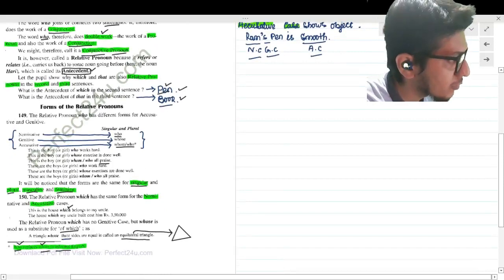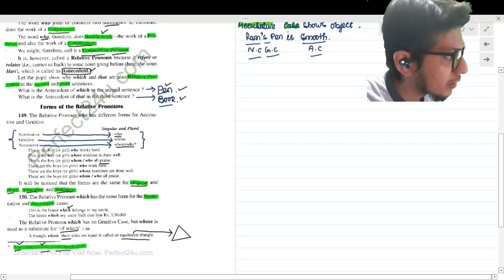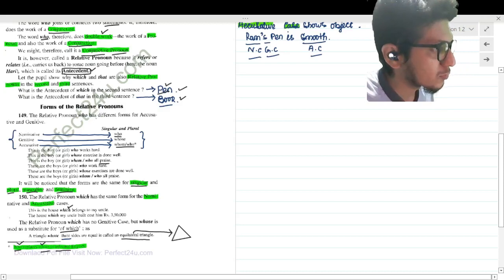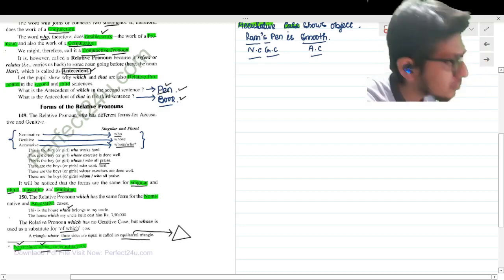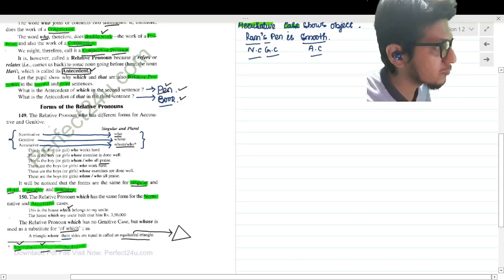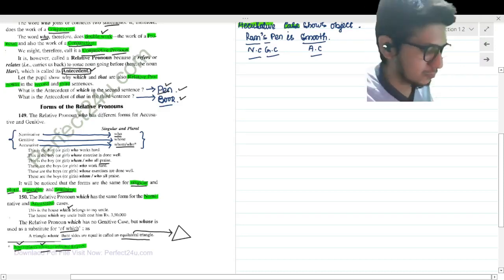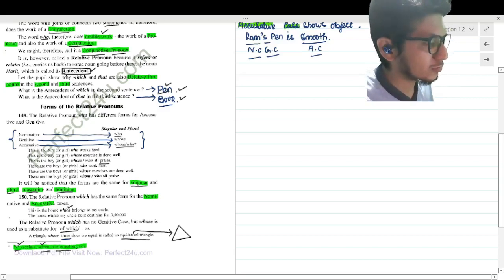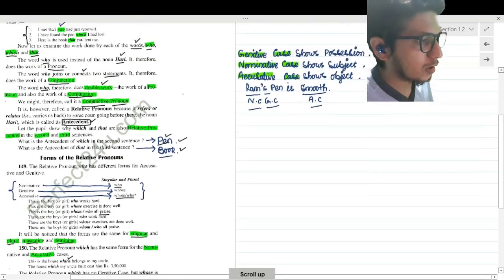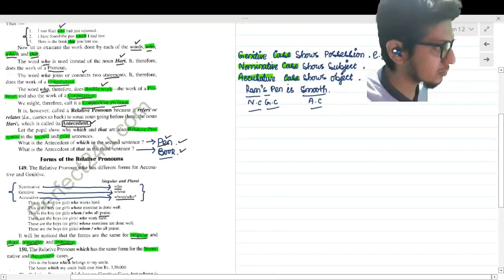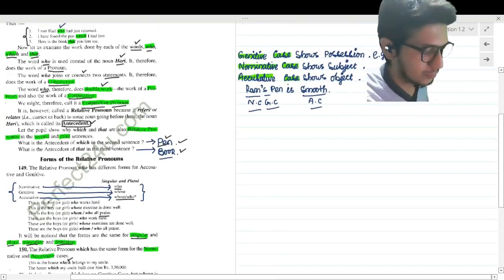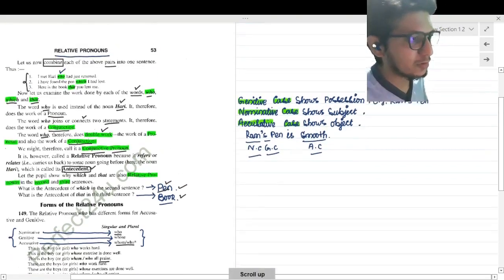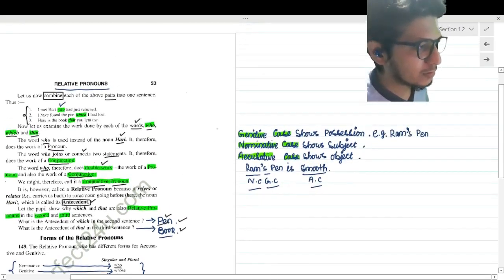Forms of relative pronoun. The relative pronoun who has different forms for nominative, accusative and genitive. So, first of all, we need to understand what is nominative, genitive, and accusative. I have written the meaning of these words.